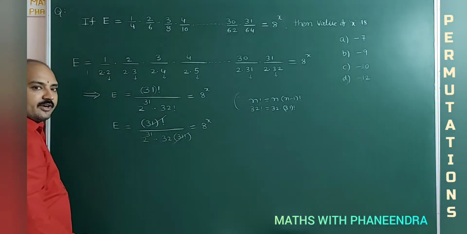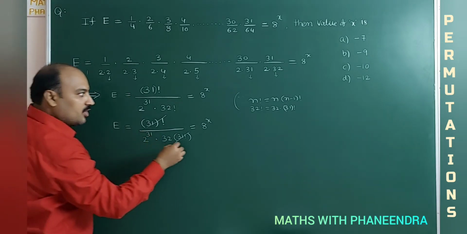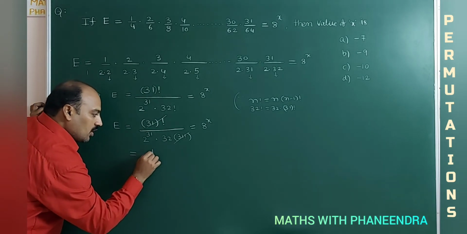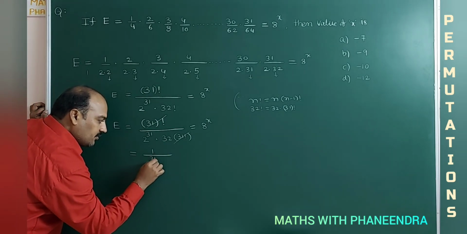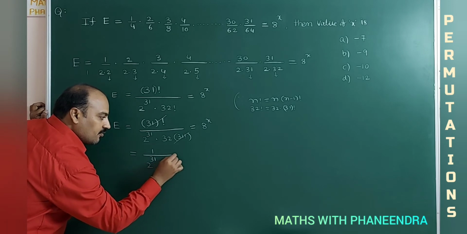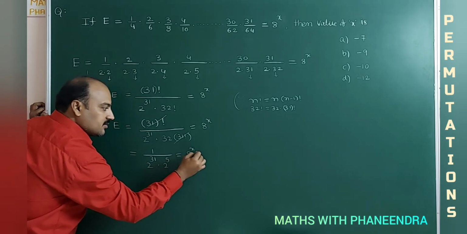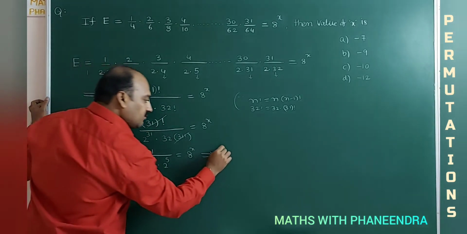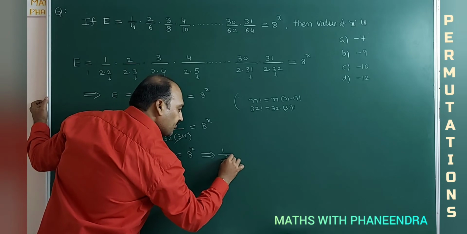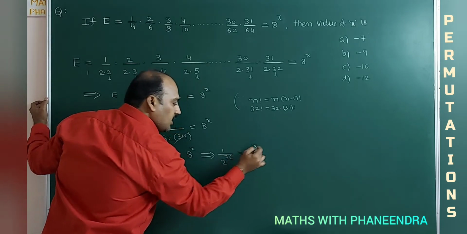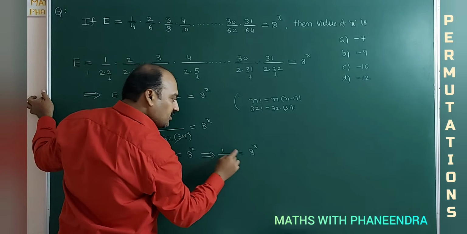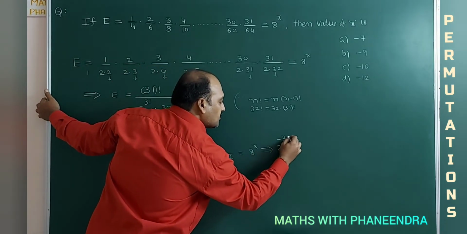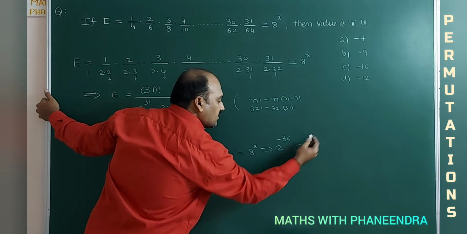31 factorial cancels. 32 can be written as 2 power 5. So 1 by 2 power 31 × 2 power 5 is equal to 8 power x. That implies the bases are equal so the powers are added: 1 by 2 power 36 is equal to 8 power x. In powers of 8 you can write it: 1 by 2 power 36 is 2 power minus 36, equal to 8 power x.